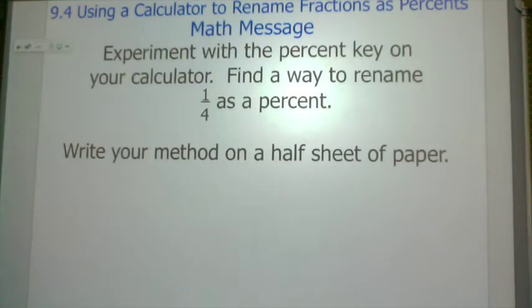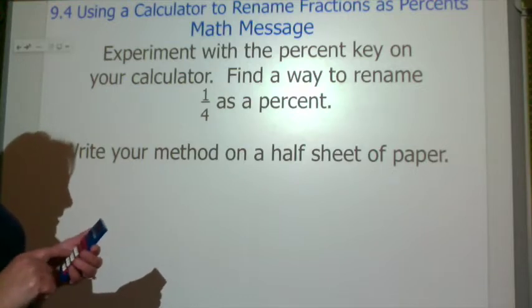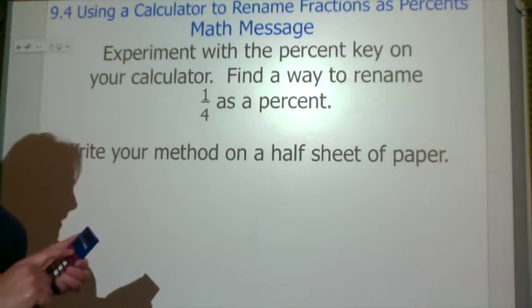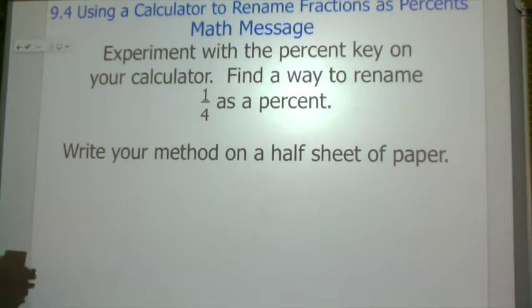I would like you to get your calculator out. We're going to experiment with the percent key on your calculator. So make sure you have your calculator available. And here's what you do. You take the numerator, which is the top number. Make sure you hit clear a bunch of times. Find a way to rename 1/4 as a percent. Here's what you do. You take 1 divided by 4, and then hit the percent key instead of the equal sign. You should have a 25 on your screen. So 1/4 would be 25%.